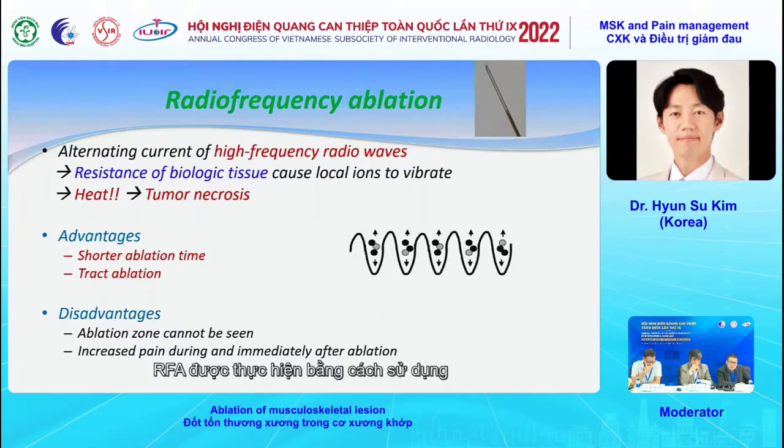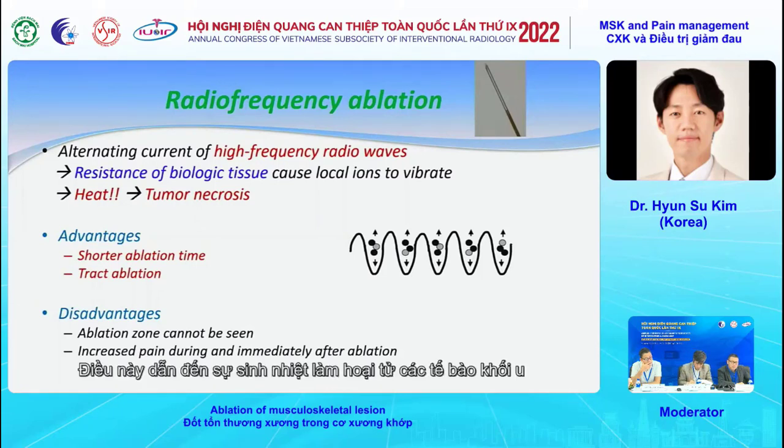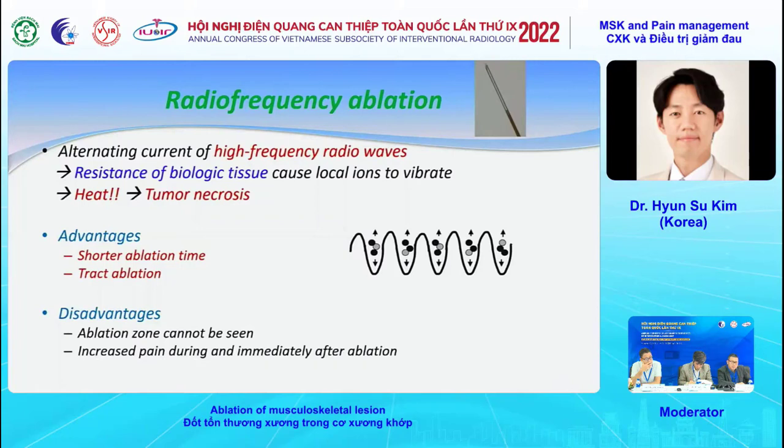Radiofrequency ablation is performed using alternating current of high-frequency radio waves. These waves induce resistance of biologic tissue, which causes local ions in the tissue to vibrate. This results in heat generation, which ends in necrosis of tumor cells.